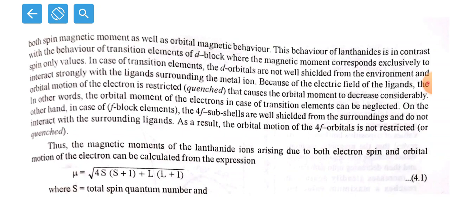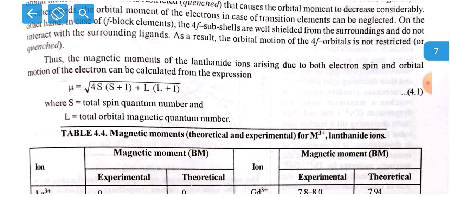In the case of transition elements, the d orbitals are not well shielded from the environment and interact strongly with the ligands surrounding the metal ion. Because of the electric field of the ligands, the orbital motion of the electron is restricted, or quenched, which causes the orbital movement to decrease considerably. In other words, the orbital movement of the electron in transition elements can be neglected. On the other hand, in f block elements, the 4f subshells are well shielded from the surroundings and do not interact with the surrounding ligands. As a result, the orbital motion of the 4f electrons is not restricted or quenched. Thus, the magnetic moment of the lanthanoid ions arises due to both electron spin and orbital motion of the electron.